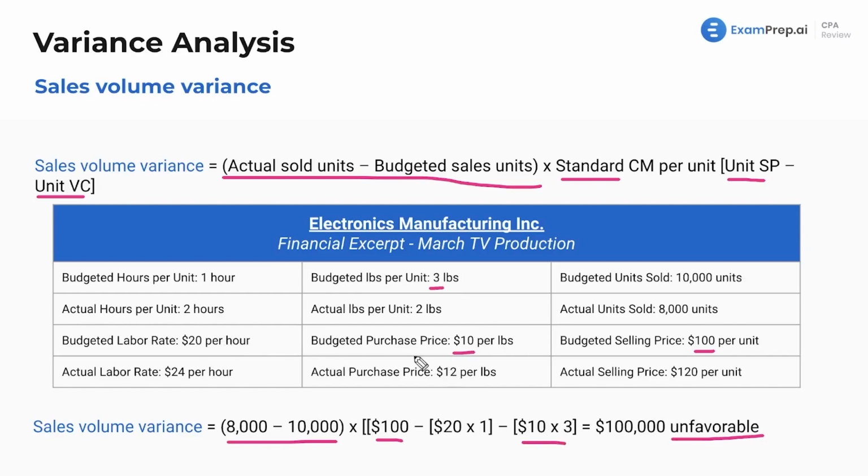Okay. And what about labor? Well, labor, we have budgeted hours per unit of 1 hour, and then the budgeted labor rate is $20 per hour, so that's $20 there. $100 minus 20 minus 30 gives us $50 of a standard contribution margin per unit, meaning standard budgeted, we have $50 to put in our pocket per unit. Awesome. So then we just do $50 times 2,000. We get to $100,000, and that is, as we mentioned, unfavorable. And just quickly, you know it's unfavorable because all you got to do is look at what is in the parentheses.